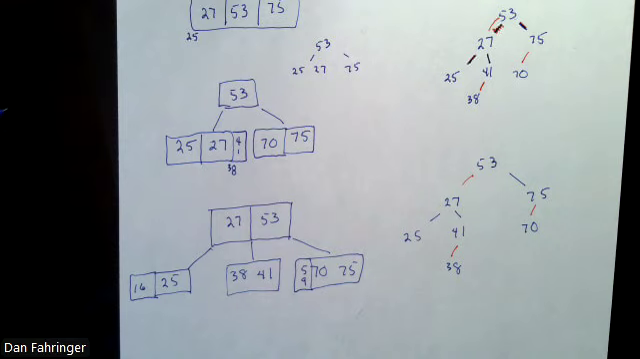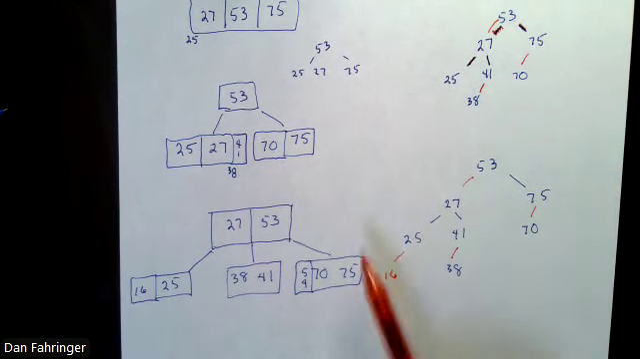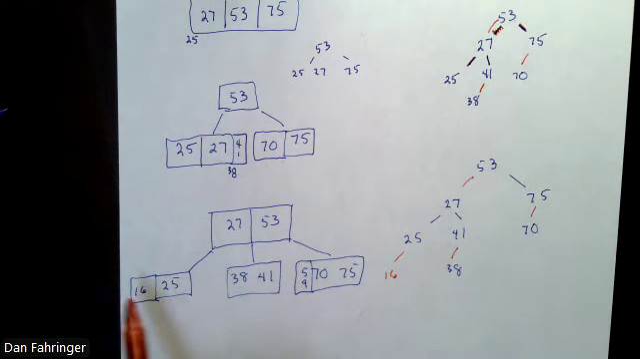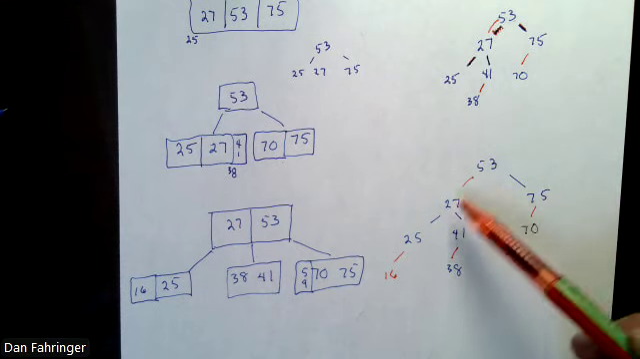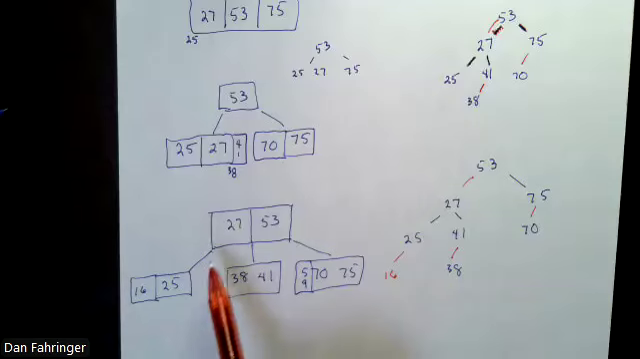Next number to add is 16. I added it as a red. I don't have two reds in a row. I have paths that are black. Okay, so I added that 16. 27 and 53 are still siblings. Here's 1, 2, 3. Match this 1, 2, 3 blacks.